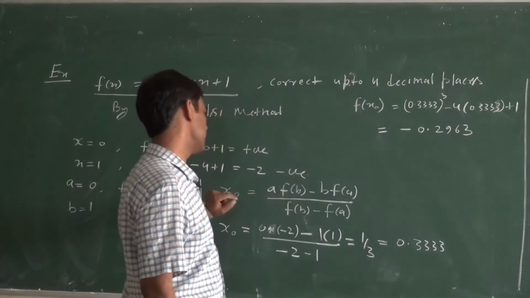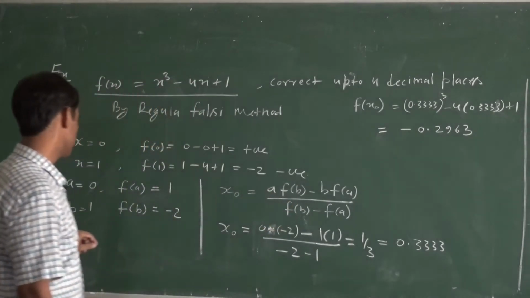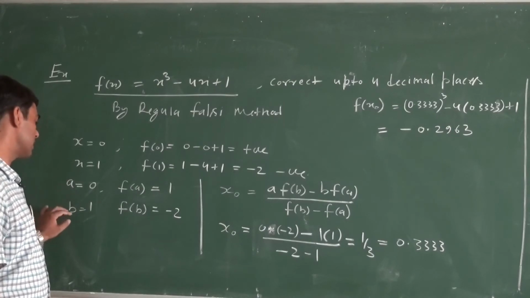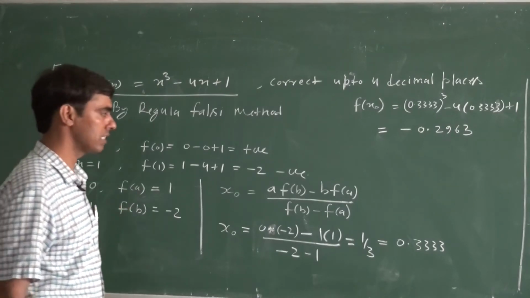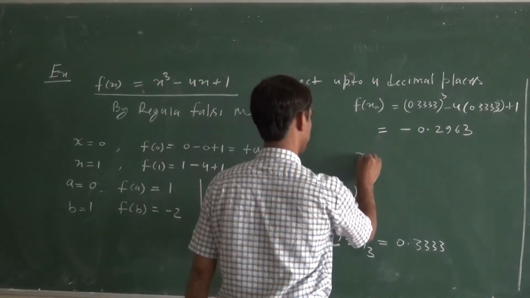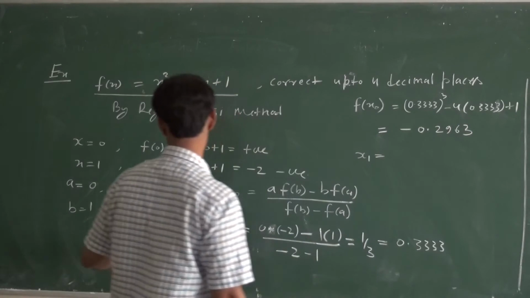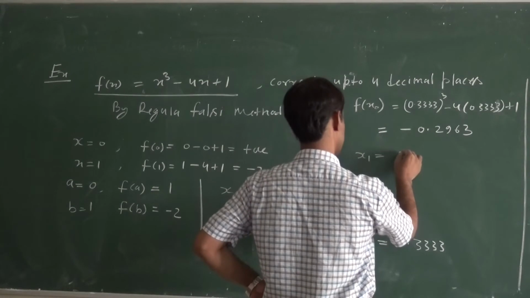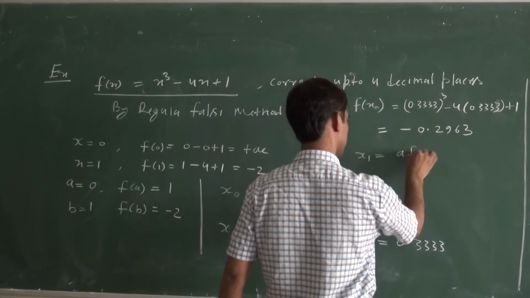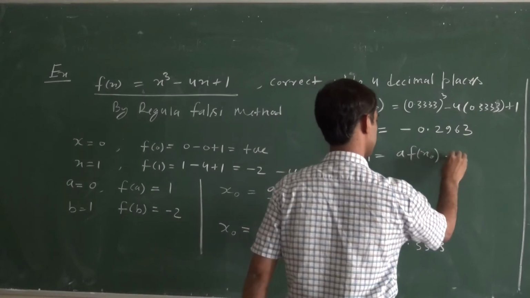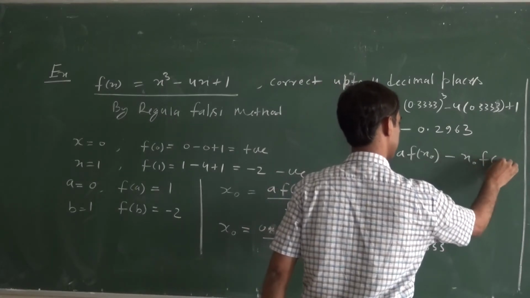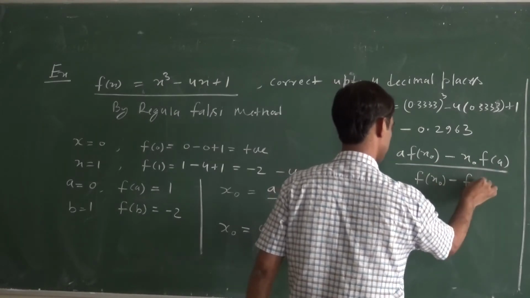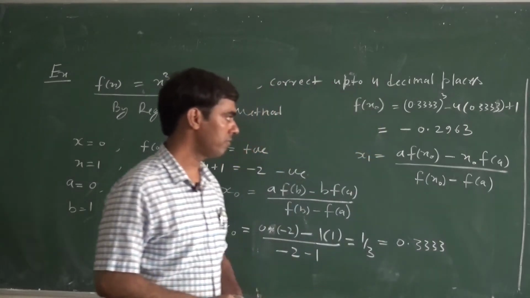In the next iteration, we interchange x0 with a or b. So we replace b by x0. Why? Because in the previous iteration, at b the value of the function is negative. So what is x1? We interchange b by x0, so this becomes (a f of x0 minus x0 f of a) divided by (f of x0 minus f of a).